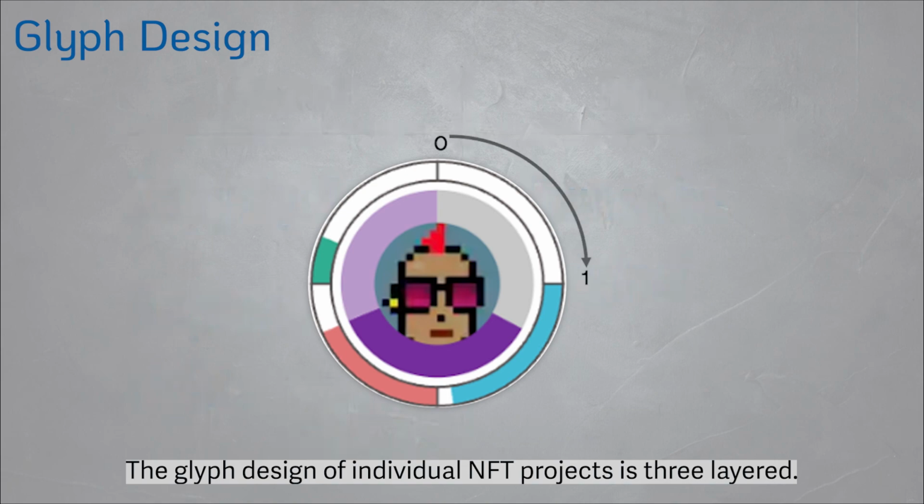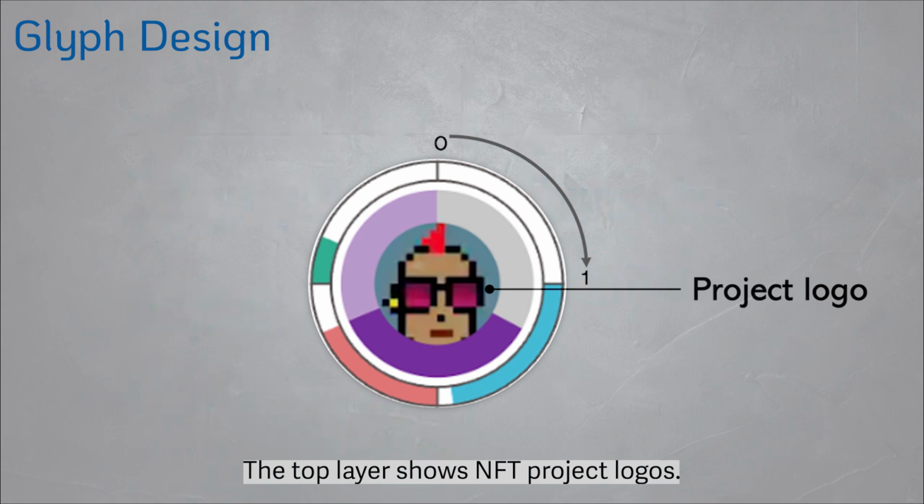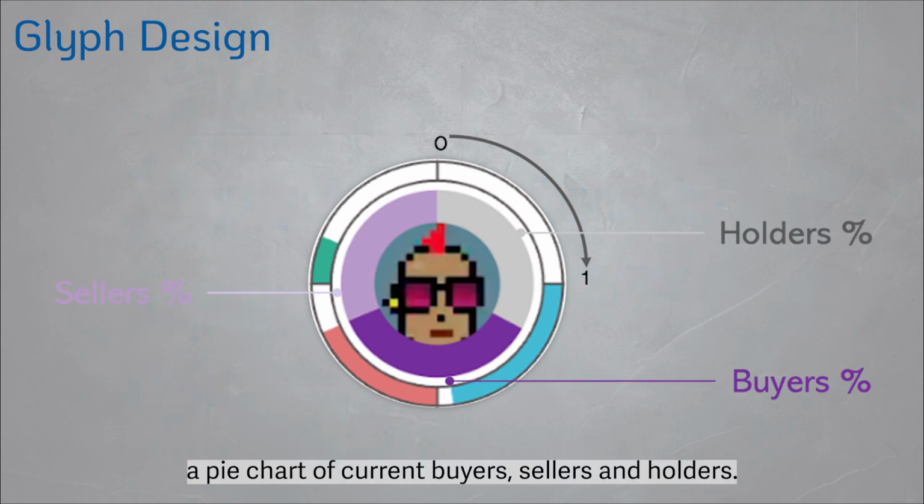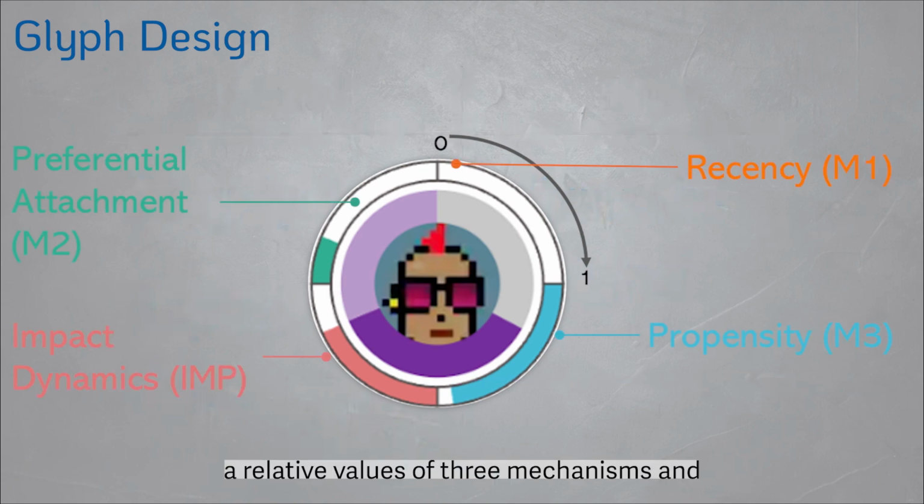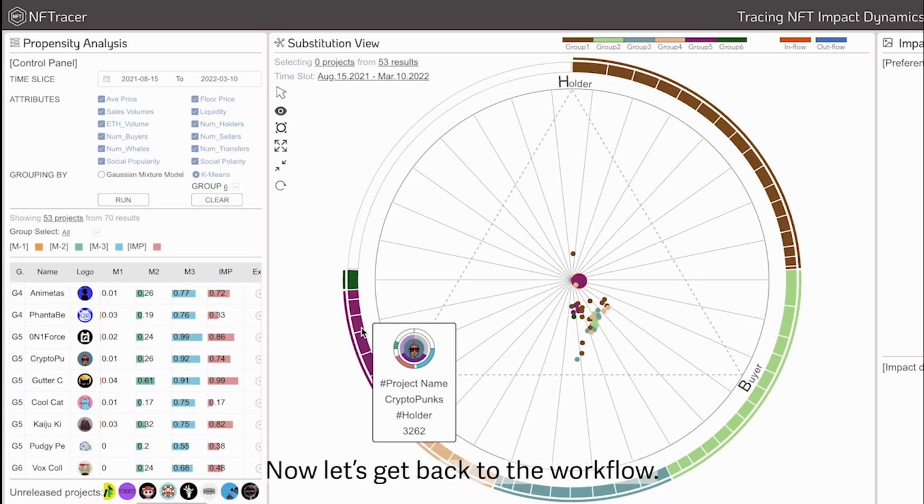The glyph design of individual NFT projects is three-layered. The top layer shows NFT project logos. The middle layer displays a pie chart of current buyers, sellers, and holders. The bottom layer uses a donut chart to represent the relative values of three mechanisms and the impact dynamics of NFT projects. Now let's get back to the workflow.